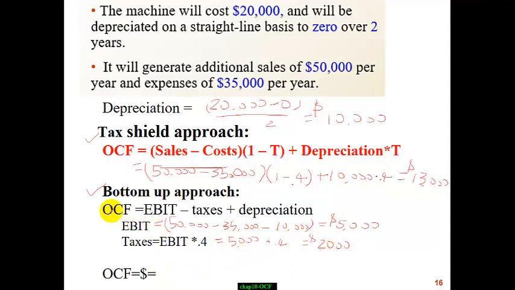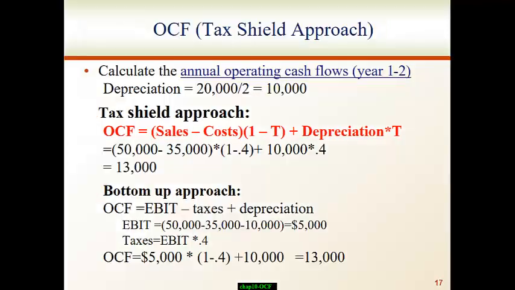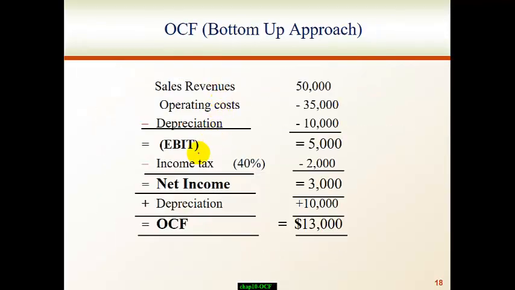So now go back to the operating cash flow formula. EBIT is $5,000, tax is $2,000, depreciation is $10,000. We're going to get, again, the same answer, $13,000. Either approach, tax shield or bottom up, should arrive at the same answer. I listed how we use the table approach to solve bottom up.